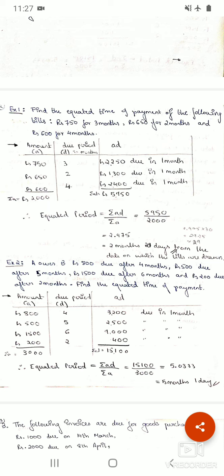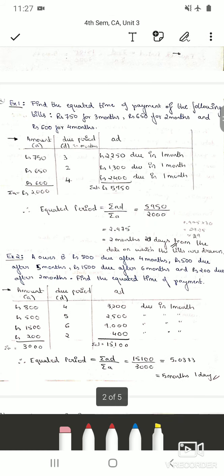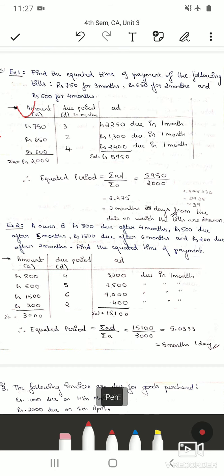The first question is, find the equated time of payment of the following bills. The first bill has amount 750 for 3 months, rupees 650 for 2 months and rupees 600 for 4 months. First write the amount in one column: rupees 750, then rupees 650 and then rupees 600. Then the due period, given in months: 3 months for the first bill, 2 months for the second bill and 4 months for the third bill.